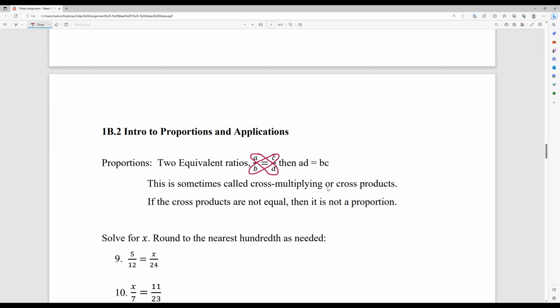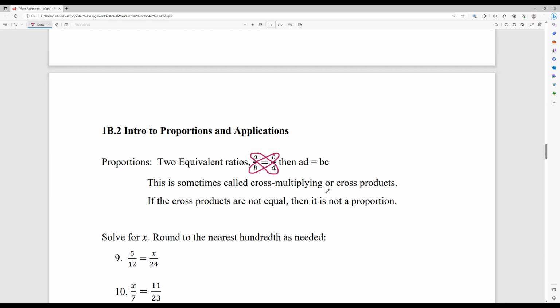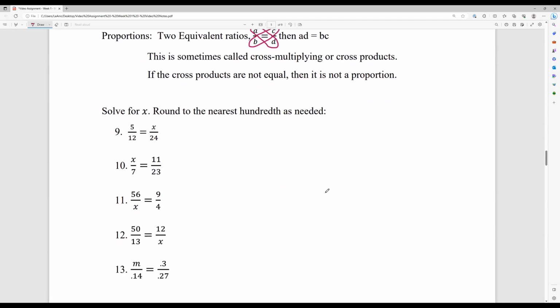It really doesn't matter which one you multiply first in the listing, as long as you're multiplying the diagonals together. And it is going to be that the diagonal AD multiplication is equal to the diagonal BC multiplication. So this is sometimes called cross multiplying, like I said, or cross products. If the cross products are not equal, then you do not have a proportion. So we're just going to practice in this specific section, working out some proportions using this cross products.